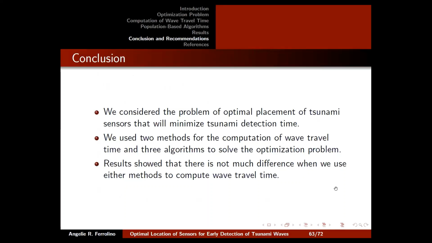So in conclusion, we considered the problem of optimal placement of tsunami sensors that will minimize tsunami detection time. We use here 2 methods to compute the wave travel time and 3 algorithms to solve the optimization problem. From the results, we have shown that there is not much difference when we use either methods to compute the wave travel time. So if we want a faster computation of the optimization problem, one can rely on method 1. However, if we have complex geometries and bathymetries, it is better to use method 2 for more accurate results.